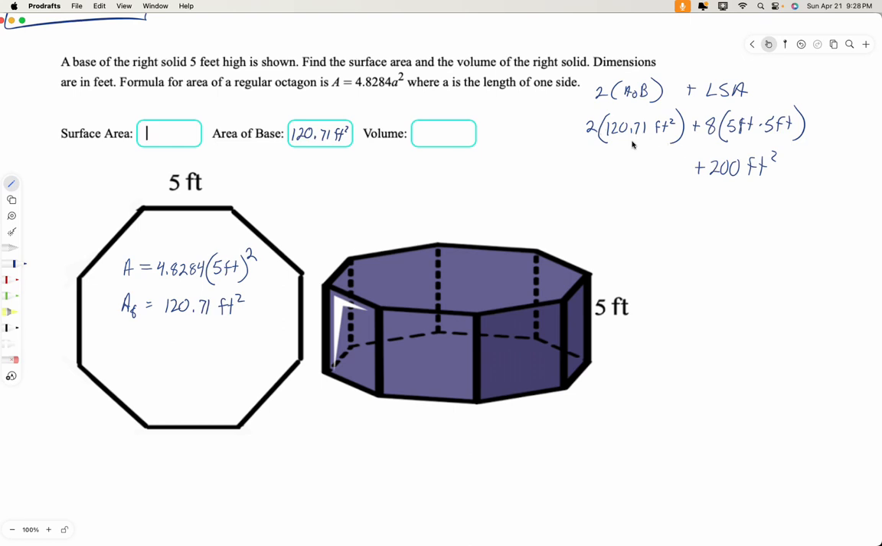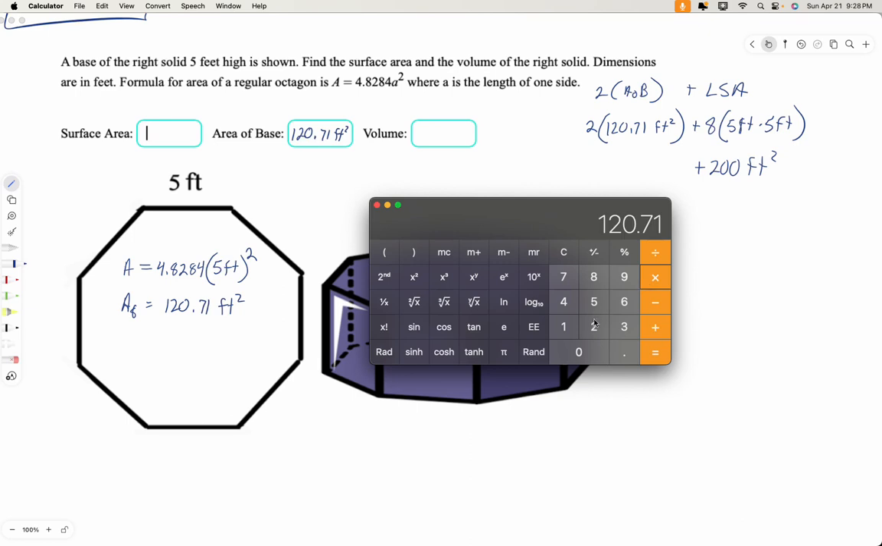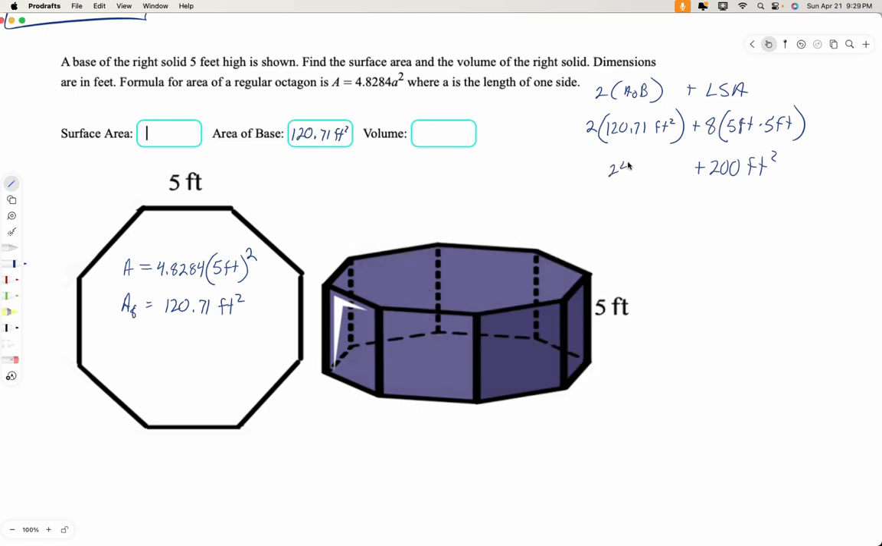And this is twice that. I think it's still in the calculator. So now we just have to multiply that by 2, times 2, 241.42. Okay, so 241.42 feet squared. Now we just add 200 to that. So that's going to equal 441.42 feet squared is the surface area. Right? That's the total surface area.